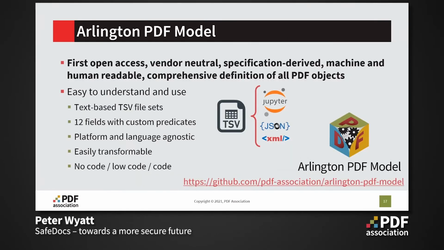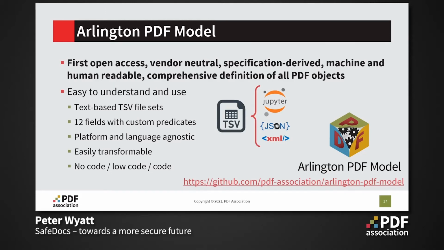Last week I devoted a whole PDF Day session to explaining and demonstrating the Arlington PDF model, so I won't go into much detail here. Suffice to say, the Arlington PDF model is the first open access, vendor and implementation neutral, specification derived, machine and human readable comprehensive definition of all PDF objects in the PDF document object model. It does not replace the PDF spec, but sits beside it and reflects a stable ground truth that both machines and humans can share unambiguously.